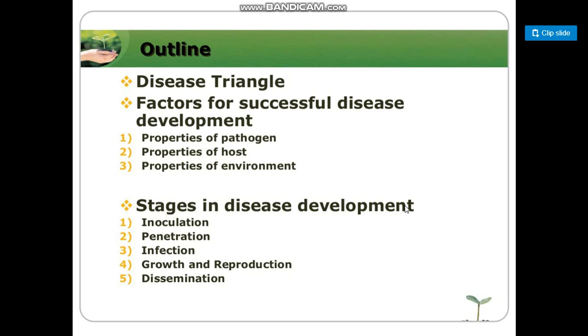So first we are discussing the properties of the pathogen, properties of the host, and properties of the environment. And the second one is stages in disease development: inoculation, penetration, infection, growth and reproduction, and dissemination.